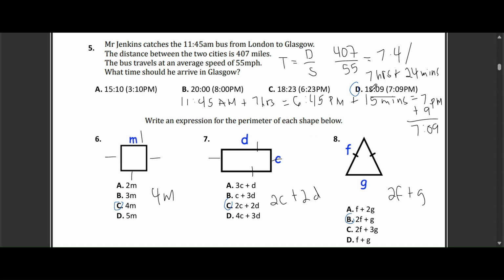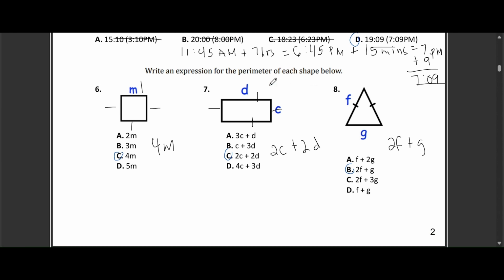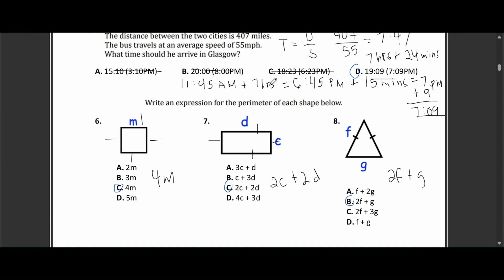Now we need to add that to the departure time of 11:45 a.m., and that means he arrives at 7:09 p.m. Option A is too early, option B is too late, and option C is close but not precise. So the answer is D, 7:09 p.m.